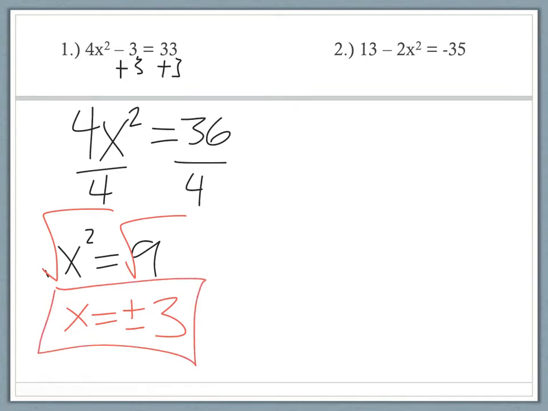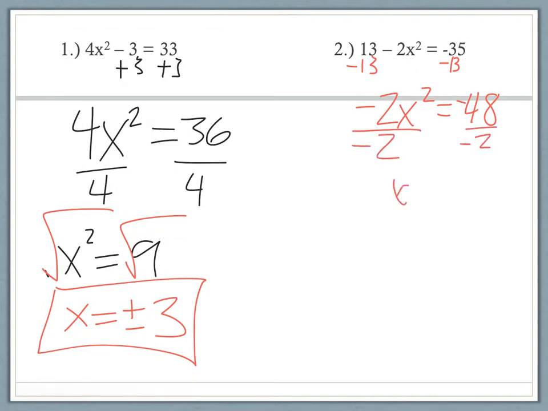Now let's look at this next one. I need to get the x squared by itself. So what's the opposite of adding 13? Subtracting 13. So I have, don't forget this is a negative 2x squared equals, that would be negative 48. Divide both sides by negative 2.